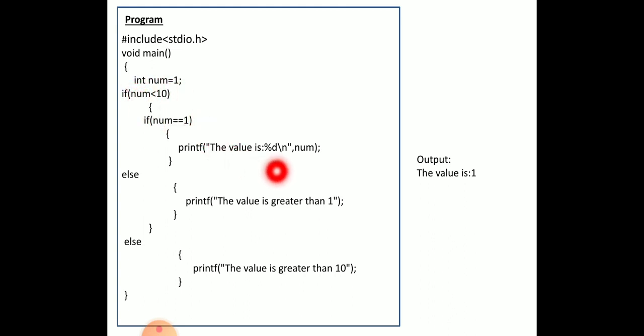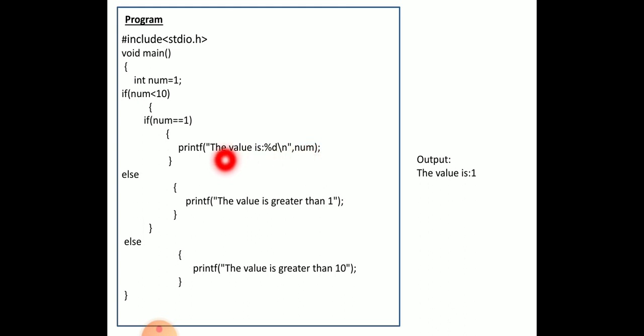So we have to specify %d when displaying the value of num. So we have given %d \n. As you know, \n is a new line character that is used to get the display in a separate new line, and it is followed by a comma, and the value to be printed is specified here. That means we are going to display the value of num. So this statement will be displayed.